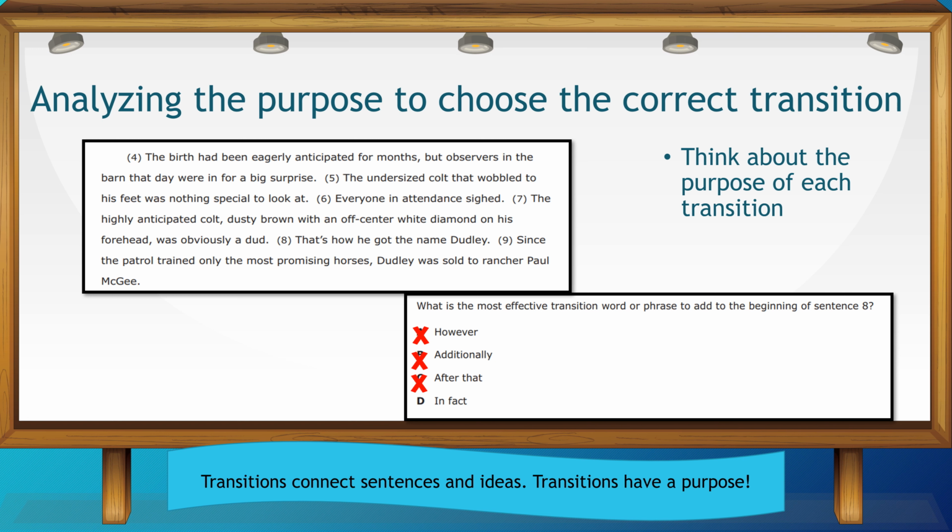And we can get rid of after that because the transition purpose of having the time order is not important here, even though the paragraph is written in chronological order. The use of the transition in fact is to emphasize the point of how the Dud got the name Dudley. So in fact would be the correct choice because of its purpose. The purpose that it's holding in this sentence is to emphasize how the horse got its name, not for the chronological order of the events the way that they happened.